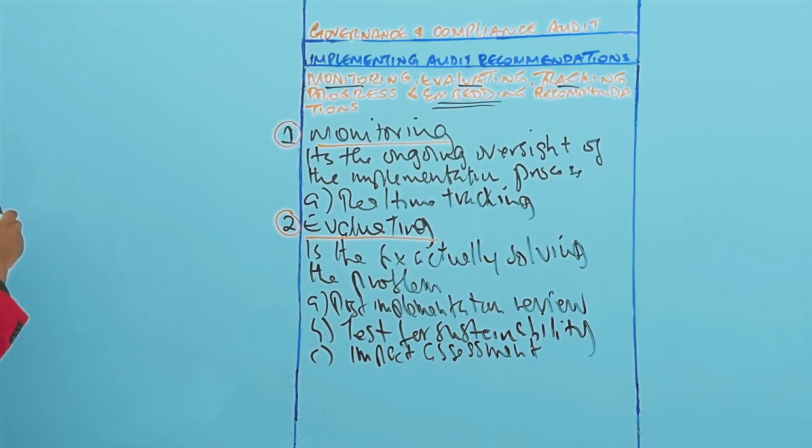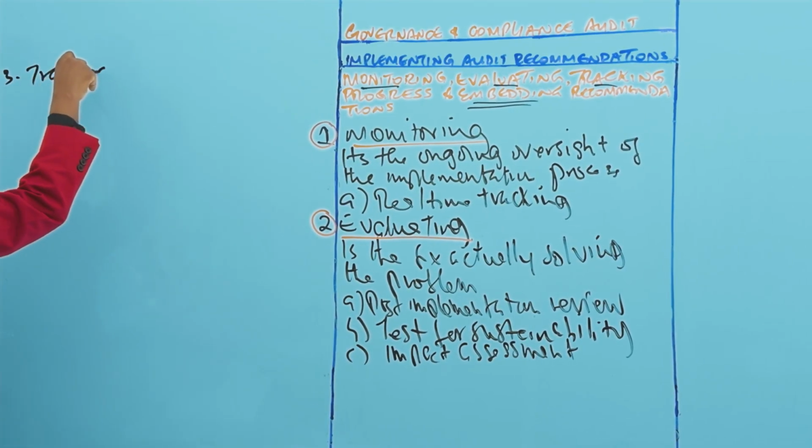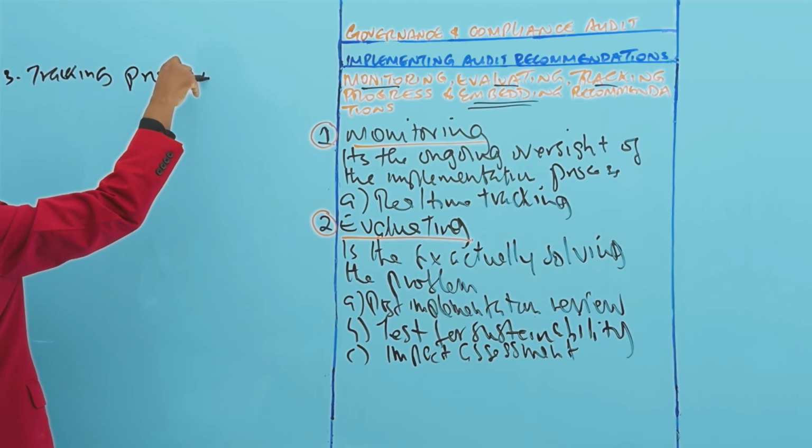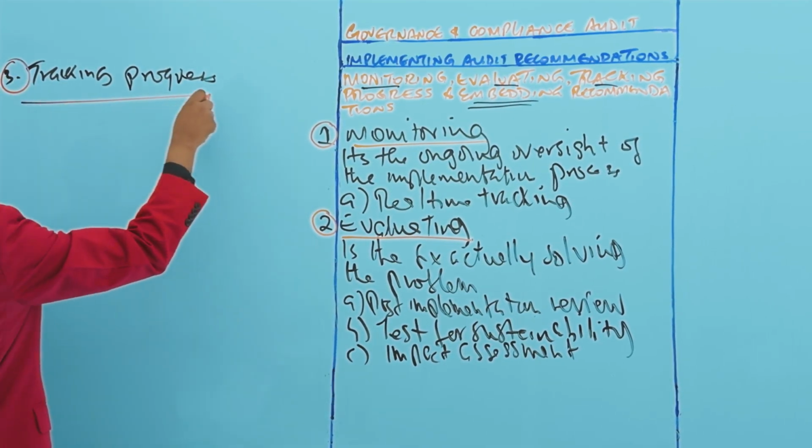Then there is number 3, tracking progress. This is number 3, tracking progress.